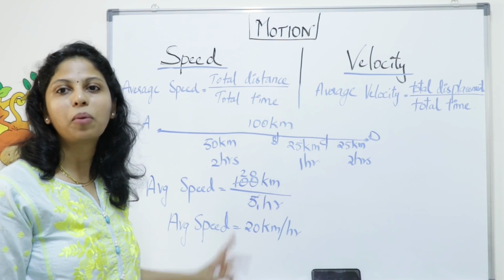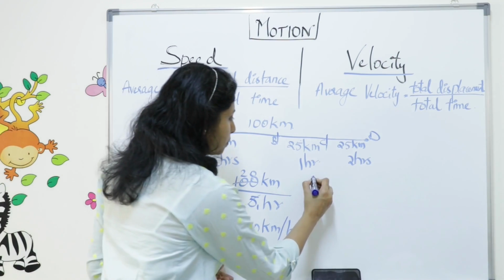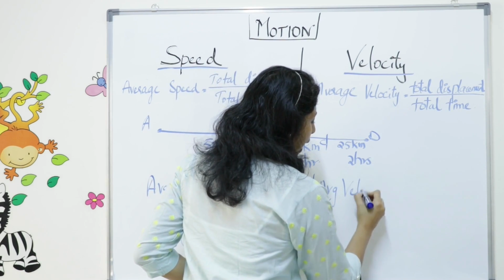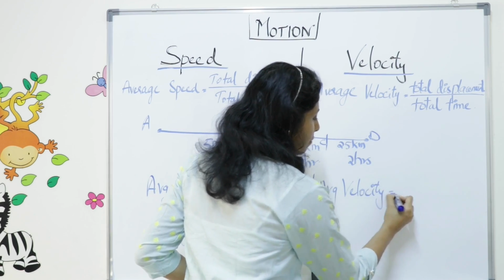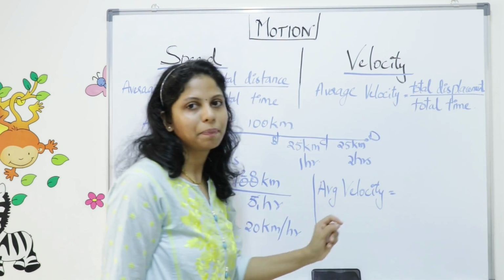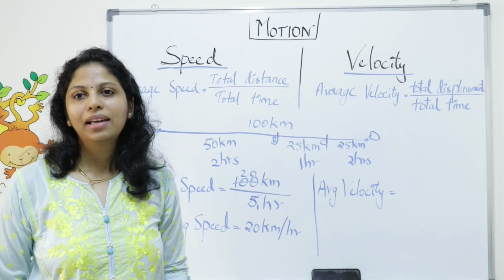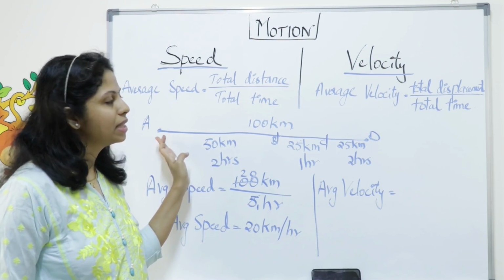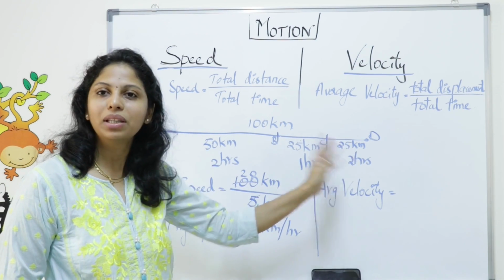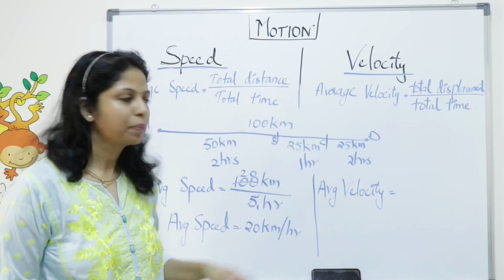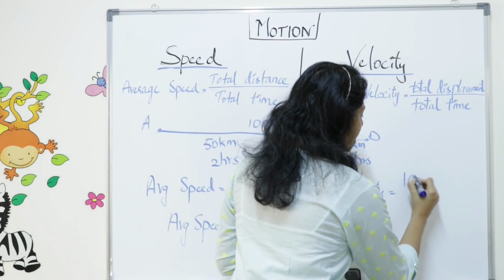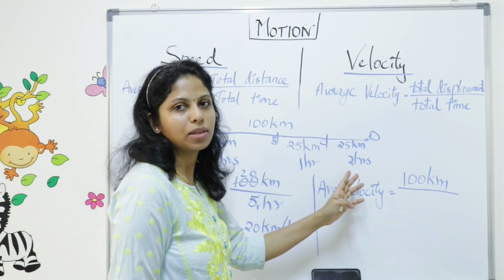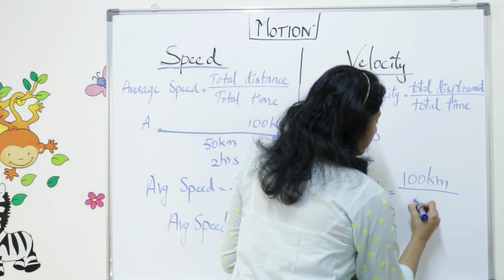Similarly, let us calculate what is the average velocity. Average velocity, by definition, is total displacement by total time. The difference is that displacement is a distance along with the direction. And in this case, the object is traveling in the same direction. Therefore, the distance and displacement will be same. So, the total displacement is 100 kilometers. And the total time is also the same, it is 5 hours.